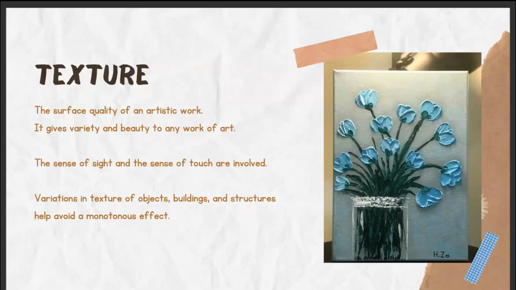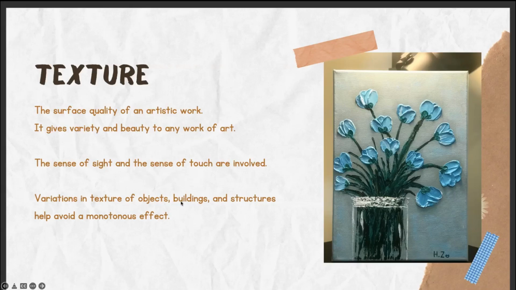But here, class, when you say texture, you don't just use the sense of touch. Of course, the sense of sight as well. The sense of sight and sense of touch are involved when you talk of texture. Actually, when you use the sense of sight, in a way, we can also identify, without touching, whether it's rough or smooth, but it's more definite if you use both senses.